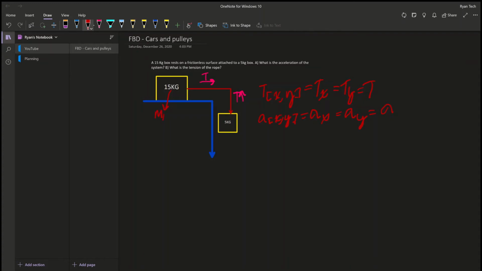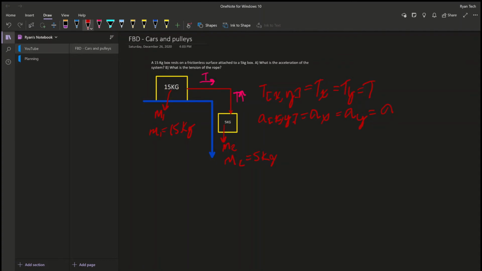So this should be labeled as M1, the mass of the 15 kilogram box, and the mass of the 5 kilogram box should be M2. In other words, M1 is equal to 15 kilograms, and M2 is equal to 5 kilograms.